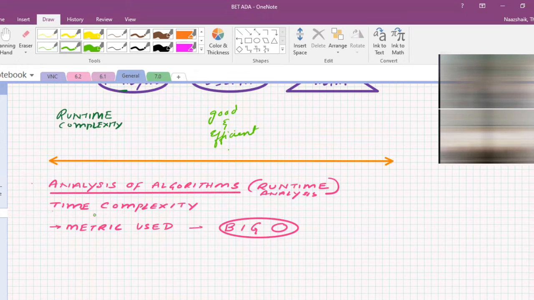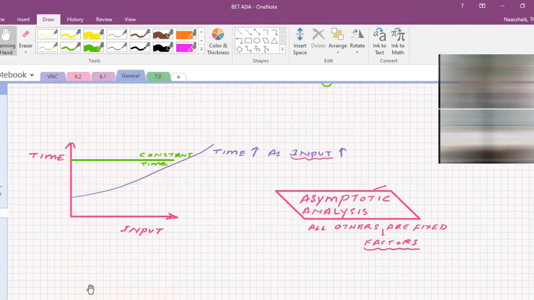And every time we want to measure something, we need a metric. Like when you want to measure a distance, you use kilometers. So when you measure the performance of an algorithm, you need a metric. And the metric that we are going to use is big O. This is the pronunciation, and the symbol is the capital O. The capital O is called the big O.